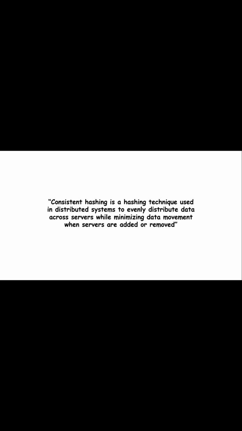So this is a definition. Consistent hashing is a hashing technique used in distributed systems to evenly distribute data across servers while minimizing the data movement. This is very important. We are distributing the data across servers, but we are also minimizing the data movement when servers are added or removed.